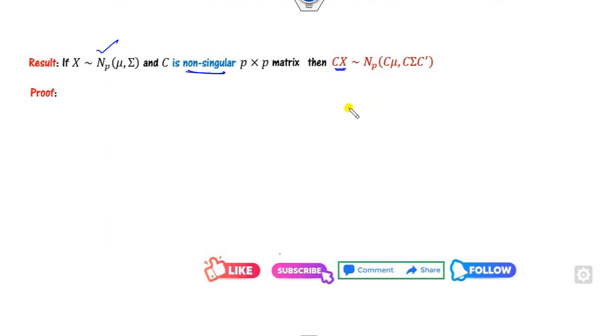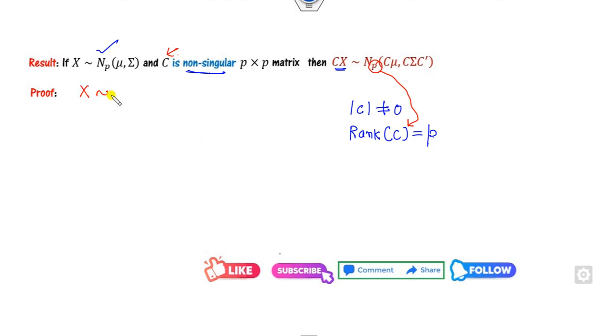Remember, what is the meaning of non-singular? The determinant is non-zero, or you can say the rank of C is P. So remember, this P is basically the rank of this matrix C. Now the proof is very simple.